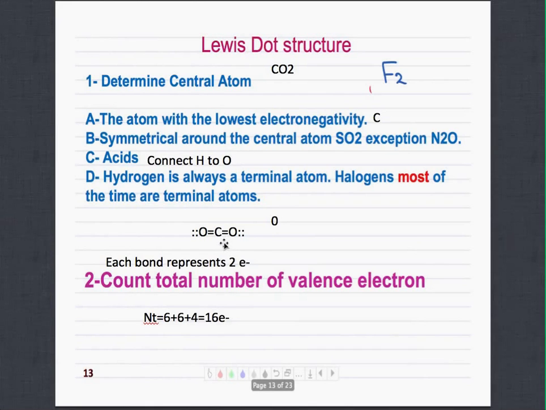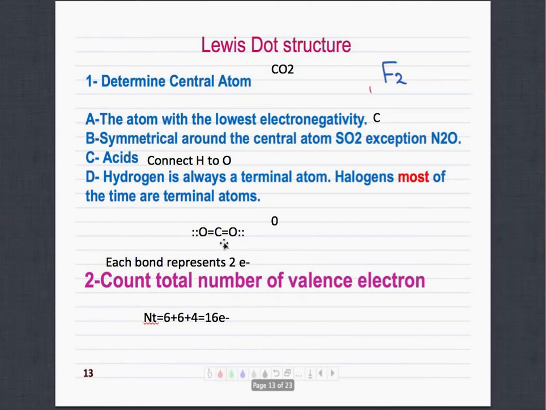So we're borrowing the electrons. We're not getting electrons from nowhere, okay? So the total electrons should not exceed the 16 electrons at the end. So how did I figure out that I can do a double bond for carbon and oxygen?